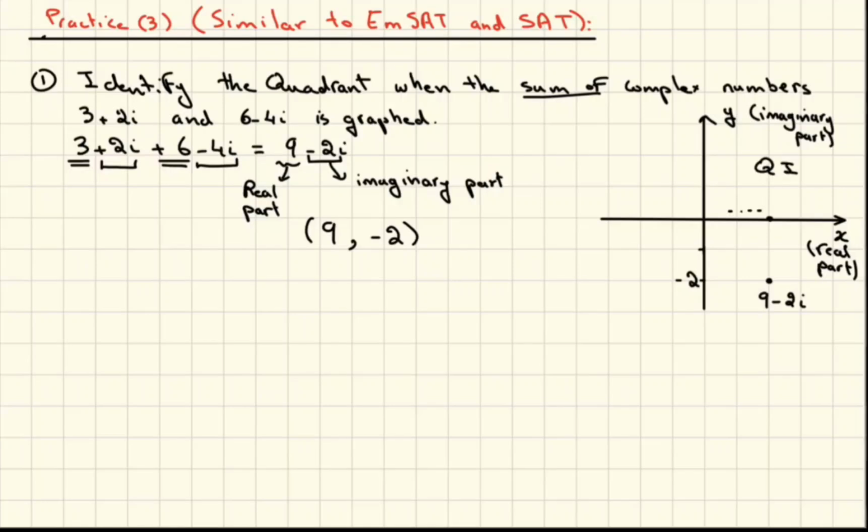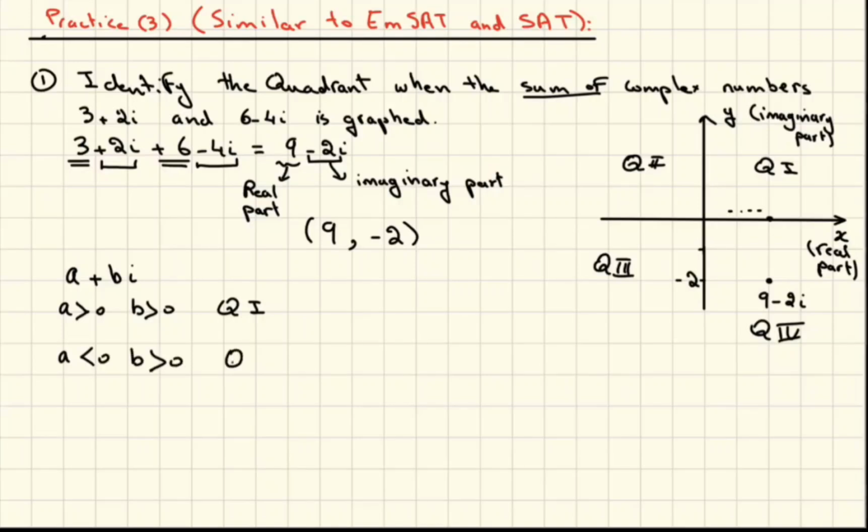Now, if you remember, this is quadrant 1, quadrant 2, quadrant 3, quadrant 4. While doing the exam, there's no need to actually graph and plot the point. You should know the following trick. If we have a complex number a plus bi: if a is positive and b is positive, we are in quadrant 1. If a is negative and b is positive, we are in quadrant 2. If a is negative and b is negative, we are in quadrant 3. If a is positive and b is negative, we are in quadrant 4. So if you know these, you can answer the question directly when you add 3 plus 2i plus 6 minus 4i and get 9 minus 2i.